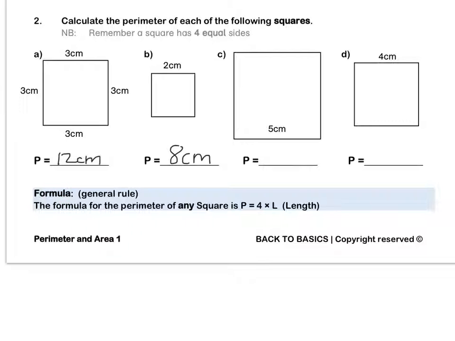Formula. A formula is just a general rule. You must study that the formula for the perimeter of any square is P is equal to 4 times L, where L represents the length of the side of the square.